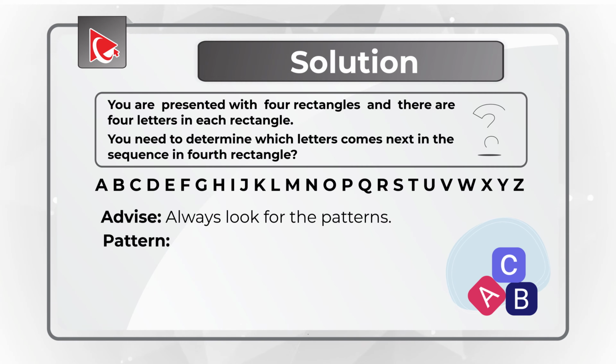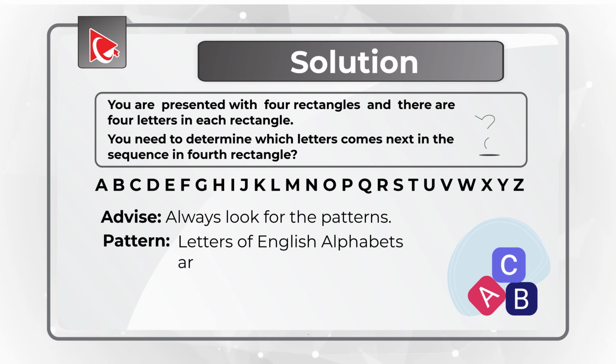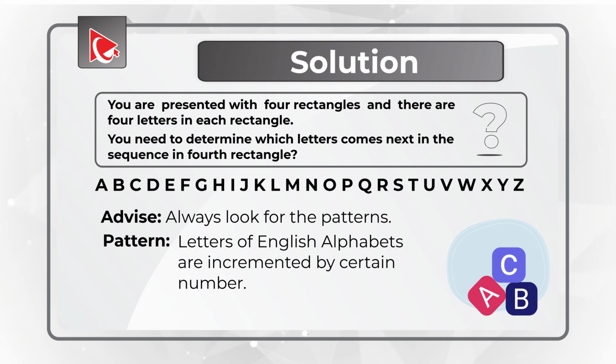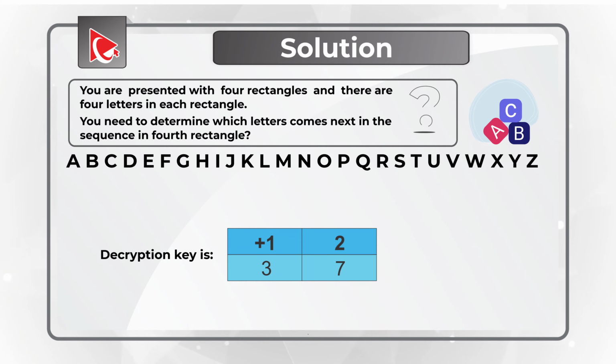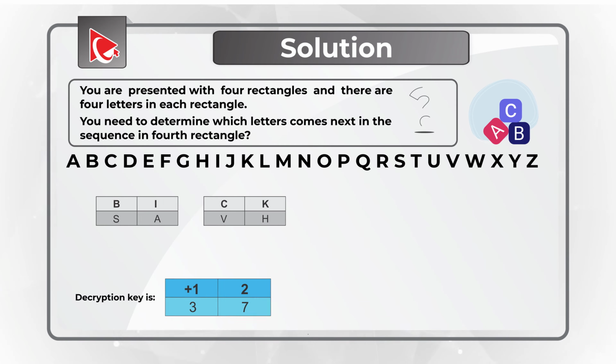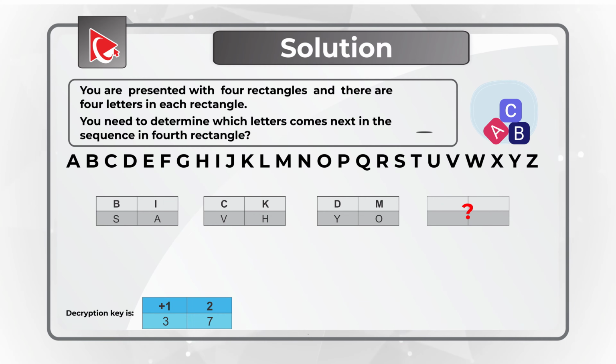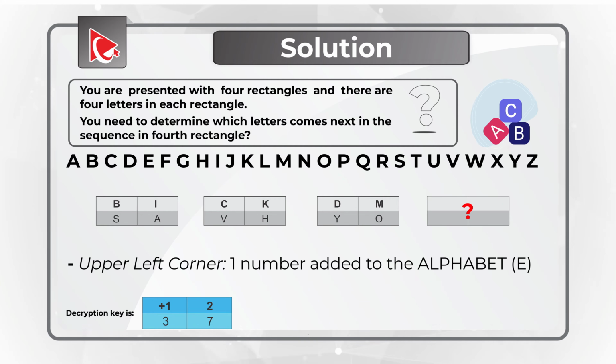As you might have guessed, letters of the English alphabet are incremented here by a certain number. The increment number is different for each section of the rectangle. And the decryption key, if you're familiar with encryption and decryption, is 1, 2, 3, and 7. Let's look into details. Let's start with the upper left corner of the rectangle and look at the existing sequence.